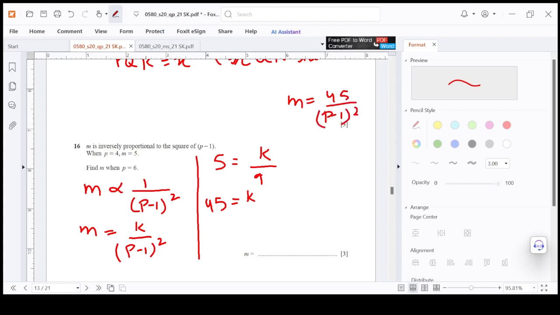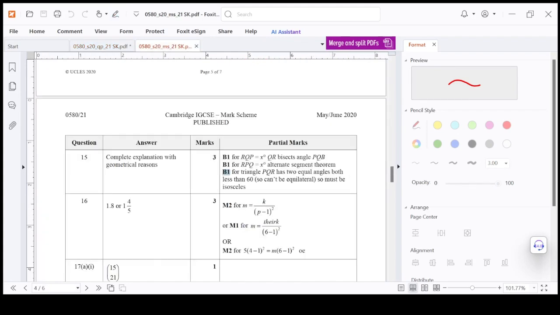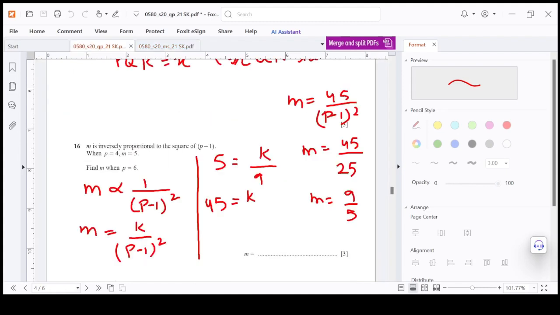Find m when p is 6. So m equals 45 upon, when p is 6, p minus 1 is 5. 5 squared is 25. Cancel it with a 5, we get a 9 in the numerator and 5. 9 over 5 is the answer, which is written as a mixed number. You may also leave it as 9 by 5, but it's always better to write it in mixed form. So 1 whole 4 over 5.